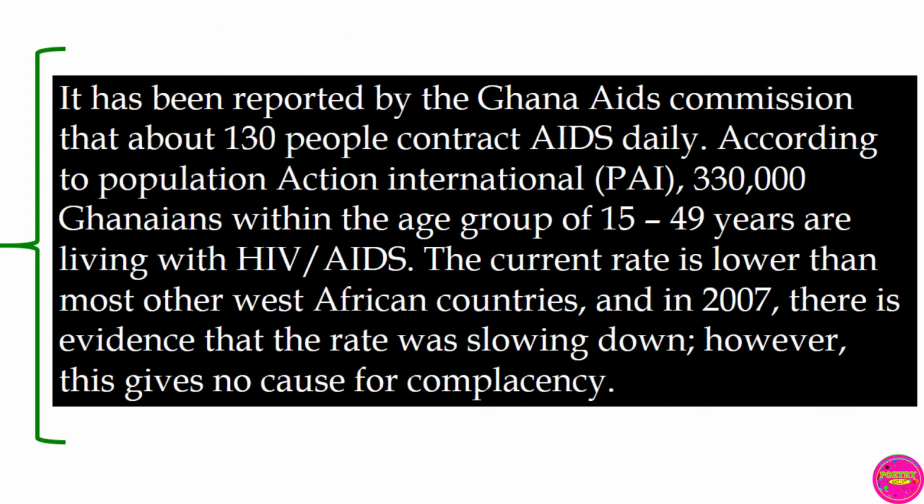Let's consider this example. It has been reported by the Ghana AIDS Commission that about 130 people contract AIDS daily. According to Population Action International, 330,000 Ghanaians within the age group of 15 to 49 years are living with HIV/AIDS. The current rate is lower than most other West African countries, and in 2007, there is evidence that the rate was slowing down. However, this gives no cause for complacency.